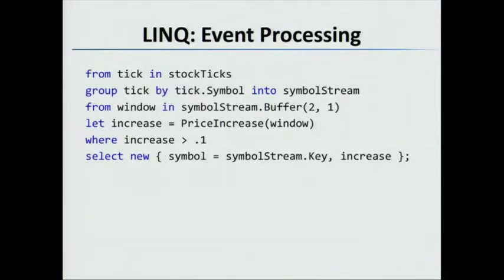So here's how the query would look. We have from tick in stockTicks; this is our source. Then we group it by the symbol, and we group it into the symbol stream. Then we aggregate it by a rolling buffer of size 2, and we roll it by 1 each time. We call that window. Then we apply the price filter, and we call that the increase. We check to see if the increase is greater than 10%, and then we project out the key, which is going to be the symbol, and the increase amount. And this is our complex event processing query.